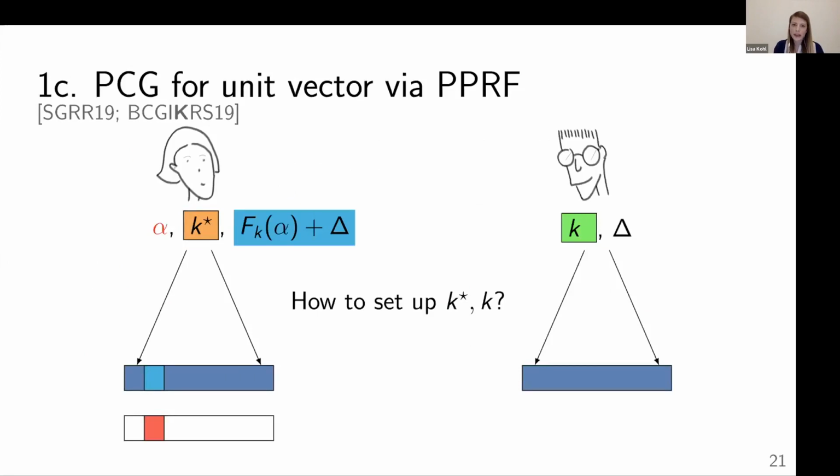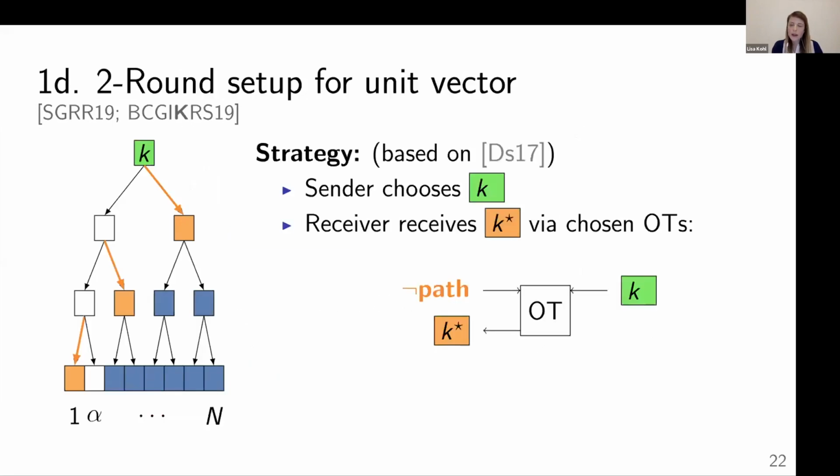Of course the sender cannot learn alpha, because if the sender learned alpha, then he would learn the noise, and then we wouldn't have security, since he could learn the input choice of Alice. So we have to find a way for Bob to obliviously give k star to Alice, and this can be done via OTs, because what Alice needs is exactly the values that are off the path alpha, so she can give this as choice inputs to an oblivious transfer protocol.